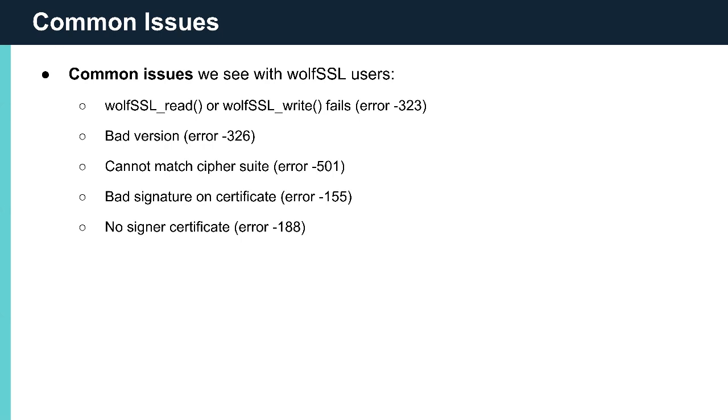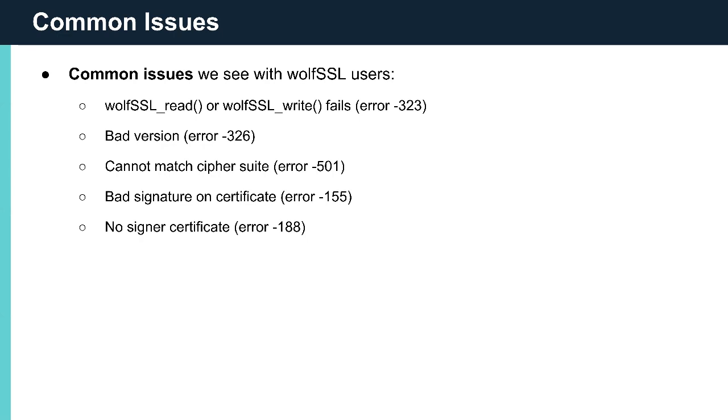The next one is a bad version error, -326. One cause of this could be that you try to connect your client and server using different TLS or SSL versions, and it can't negotiate because of those mismatched versions.